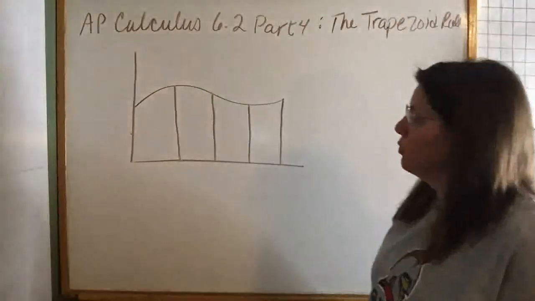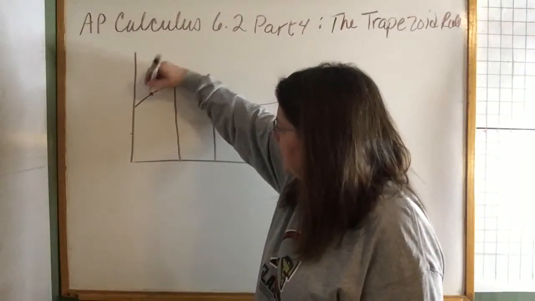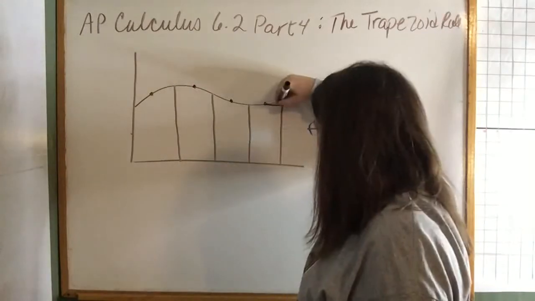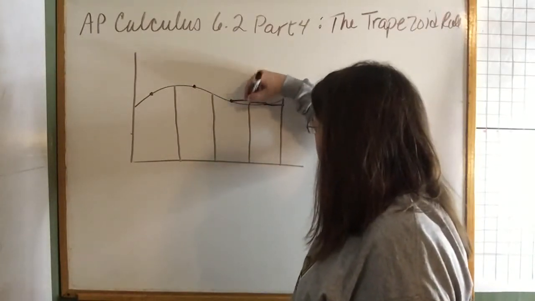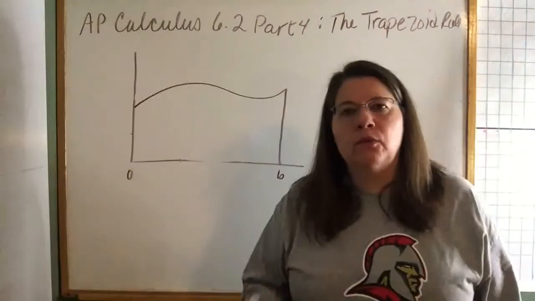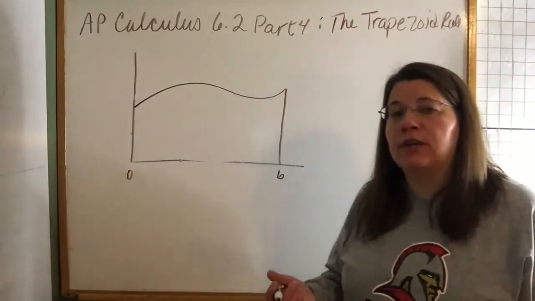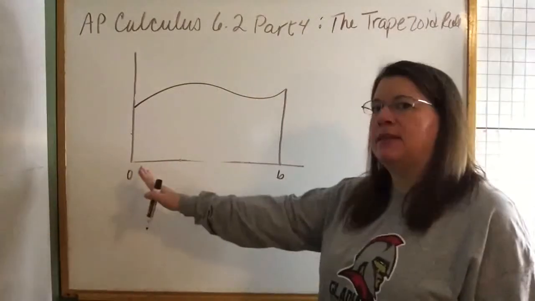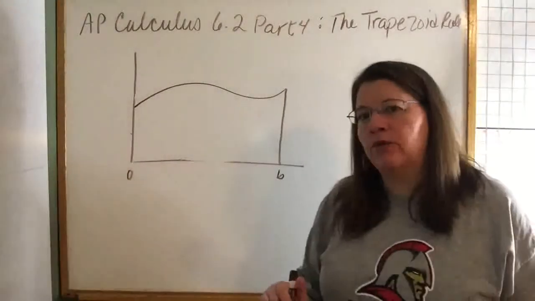For the midpoint rule, we would draw the rectangles from the center of each interval. Part of each rectangle would be above, and part of each rectangle would be below our actual curve to give us the midpoint rule. The rule that we haven't talked about yet that I think is usually the most accurate is the trapezoid rule. Let's separate this area under the curve from 0 to b into 4 equal subintervals.